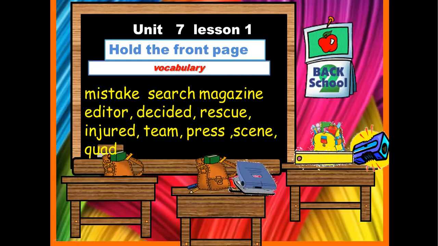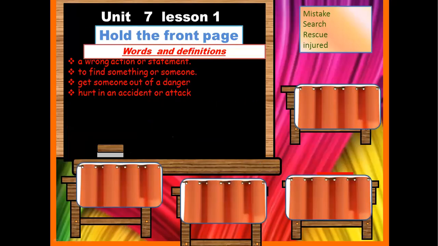Here are the words: mistake, search, magazine, editor, decided, rescue, injured, team, press, scene, quote. Let's know more about the meaning by having the definitions. Listen to the following definitions and try to find the words under the curtains. A wrong action or statement. To find something or someone. Get someone out of a danger. Hurt in an accident or attack.